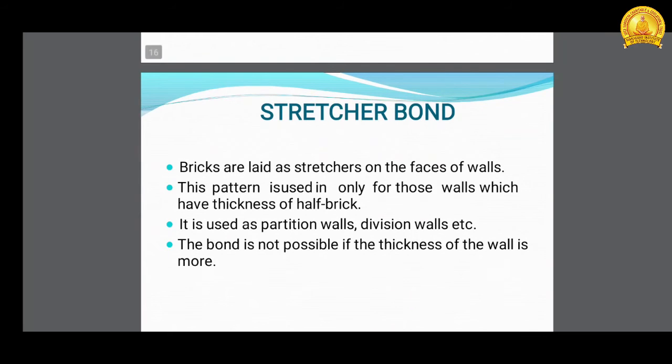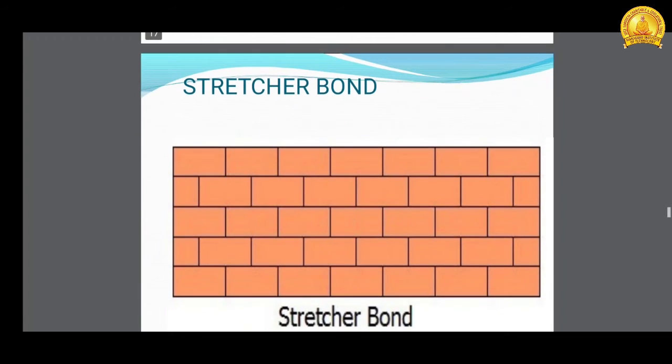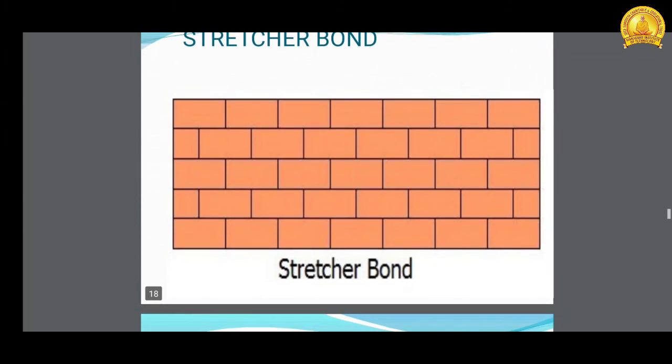First one, stretcher bond. In stretcher bond, bricks are laid as stretchers on the faces of walls. This pattern is used only for those walls which have thickness of a half brick wall. It is used as partition walls, division walls, etc. The bond is not possible if the thickness of wall is more. It is only up to a thickness of half brick wall. This is the figure showing stretcher bond.